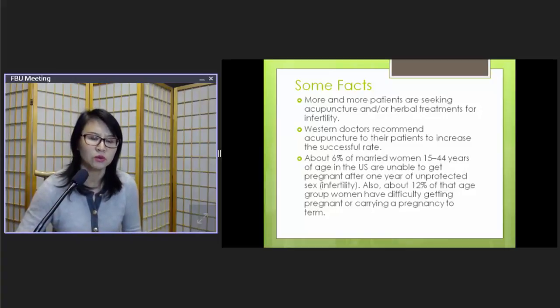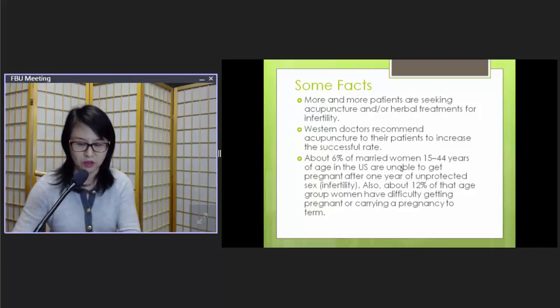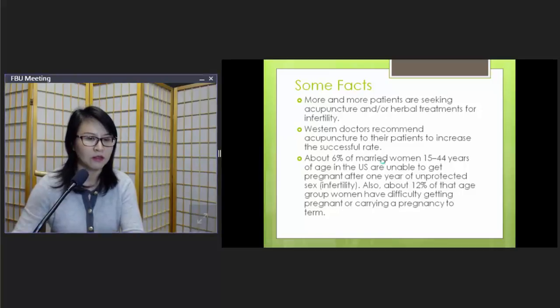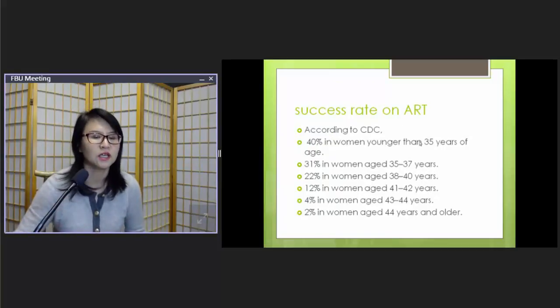So that's why right now almost every Western doctor will recommend the patient get acupuncture treatment at the same time while they are being treated by the Western MDs. And so that's why we have more and more fertility patients. Then we see the next slide. So let's talk about IVF.